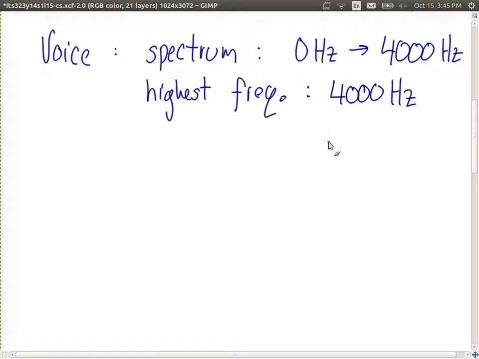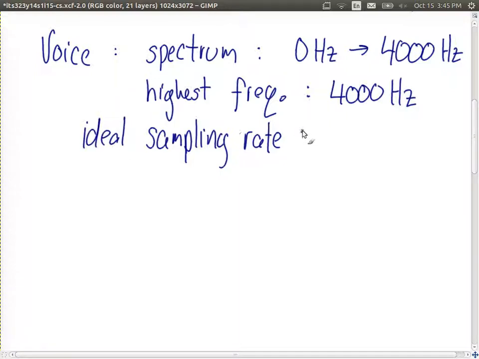So the sampling theorem tells us that we should sample at twice that rate. The ideal sampling rate, we don't have to, but it's recommended, is twice 4,000, which is 8,000 hertz or 8,000 samples per second. Just remember, hertz means times per second, times of doing something per second. So we can use it to represent the sampling rate as well, 8,000 hertz.